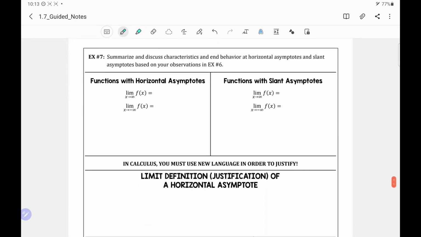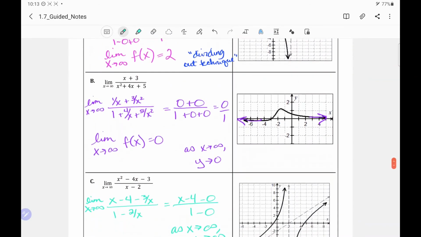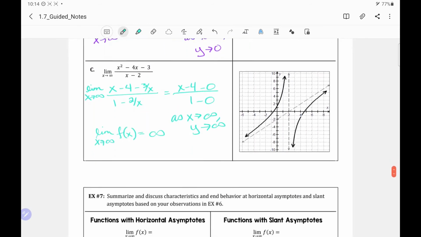Okay, summarize and discuss characteristics and end behavior at horizontal asymptotes and slant asymptotes based on your observations in example number 6. So example number 6 was all of these graphs. What did we see here? Looking at A, we had a horizontal asymptote and a vertical. So what happened? The limit approached the horizontal asymptote. As x went to positive infinity, it approached 2. If we looked at the graph, we can see that as x approached negative infinity, it also approaches 2 on the y. So looking at B, what happened here? We were approaching 0. And then on the last one, we have this slant asymptote, we're approaching infinity, right?